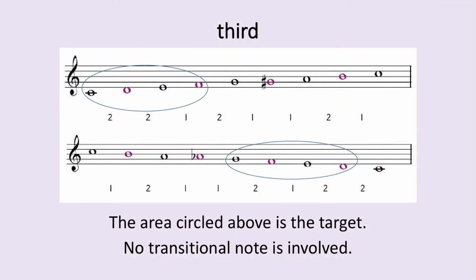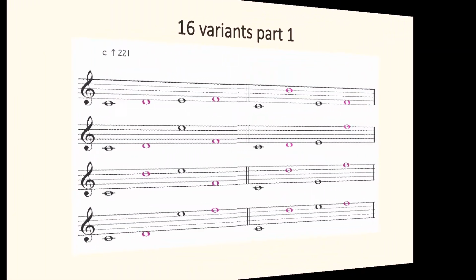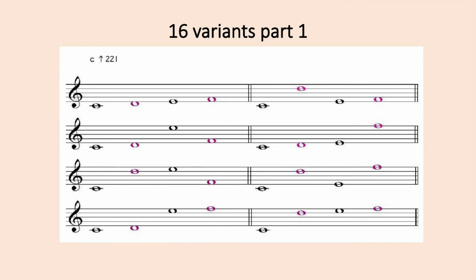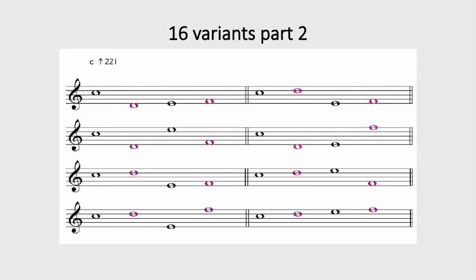Third. The area circled above is the target. No transitional note is involved. 16 variants Part 1. Variants Part 2.